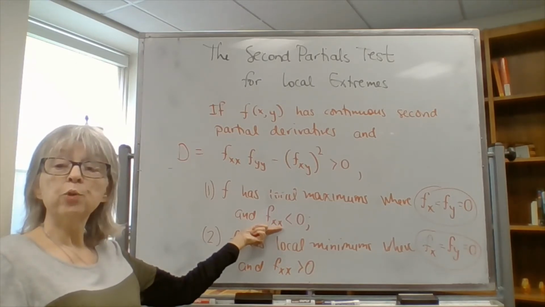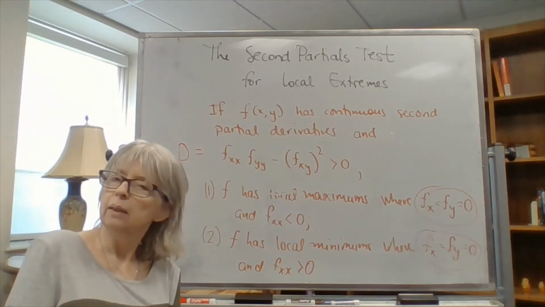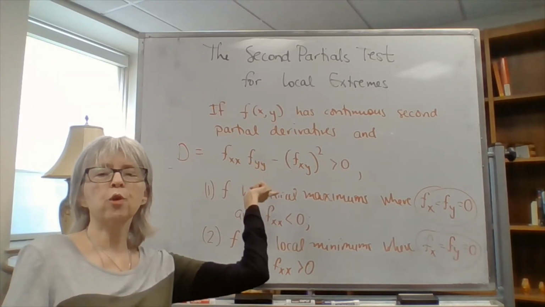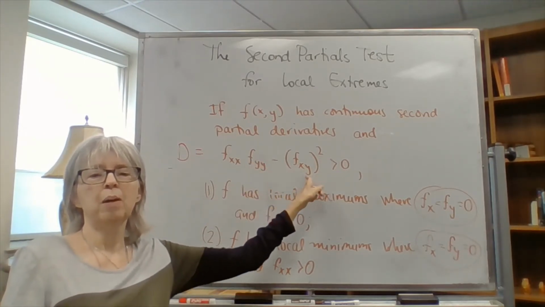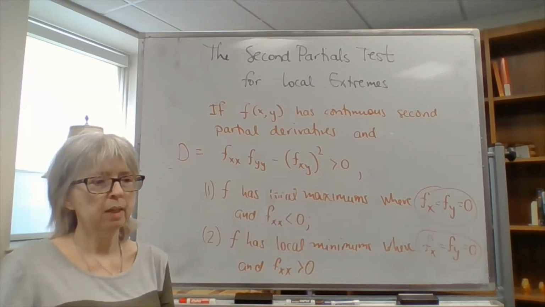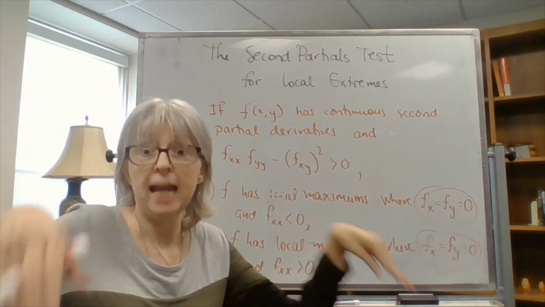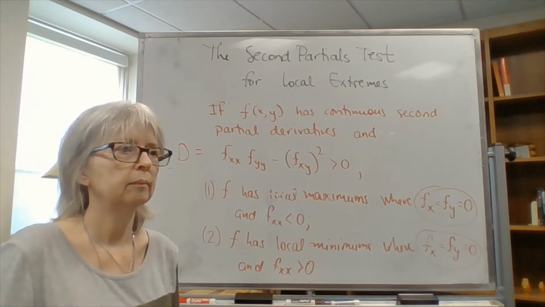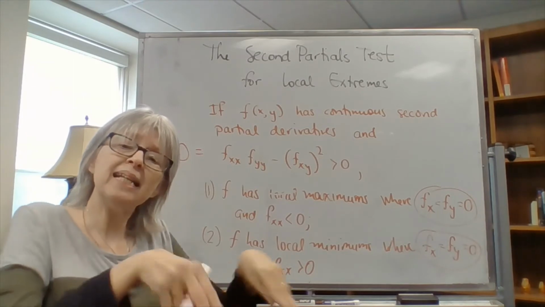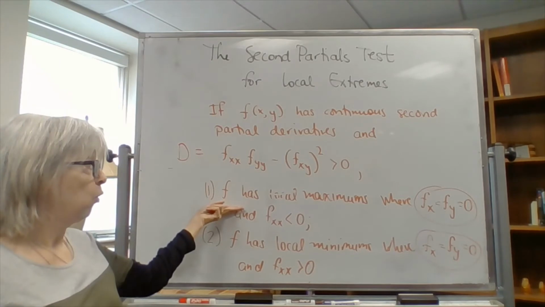If your second partial with respect to x is negative, you'll take a look and see that your second partial with y is also going to be negative. The discriminant is going to tell us that by making sure that this whole thing is positive. So if in either the x or the y direction you're concave down, actually in both the x and the y directions you're concave down, the discriminant tells us that we're concave down in all directions and I have a local maximum.